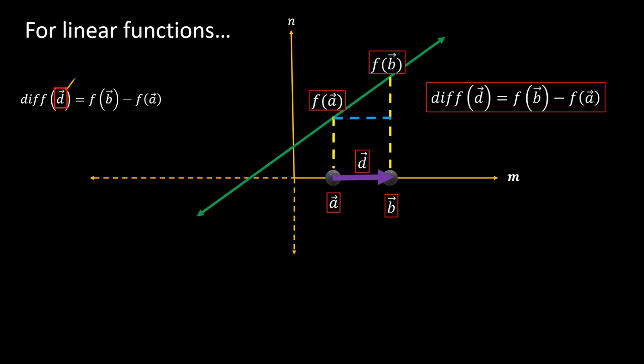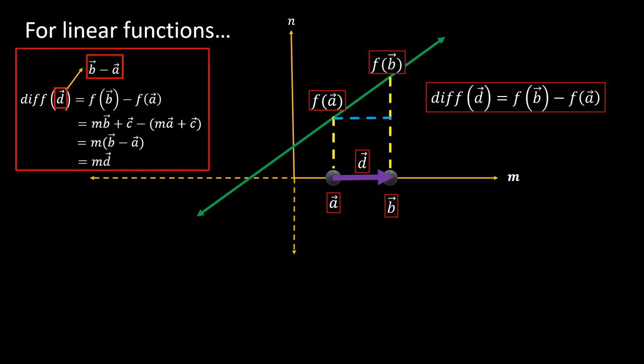Now, we'll define D is equal to B minus A, which is that purple vector right there in the diagram. And the diff of D we will define as f of B minus f of A, so that is the difference between these outputs. That is equal to mB plus c minus mA plus c, because this is a linear function, y is equal to mx plus b. That's equal to m times (B minus A), which is equal to m times D.